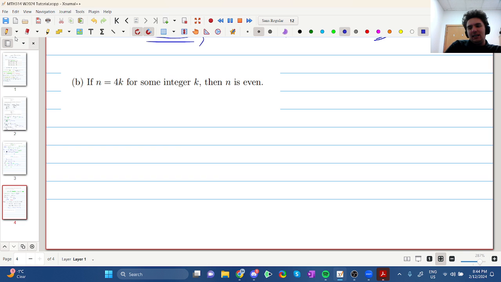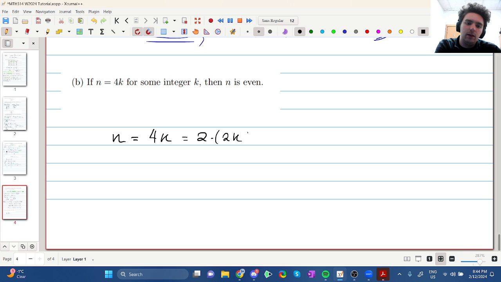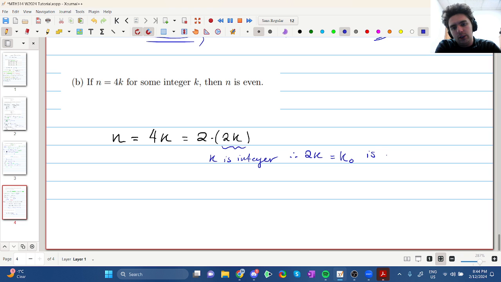Easy peasy, I got true. Yes, it is true. This one's easy because we just have to figure out what even means. Even means it's double some integer. So if n equals 4k, that means it's 2 times 2k. k is an integer, therefore 2k is an integer. Let's say 2k equals k naught, an integer. So you can write this as 2 times k naught.